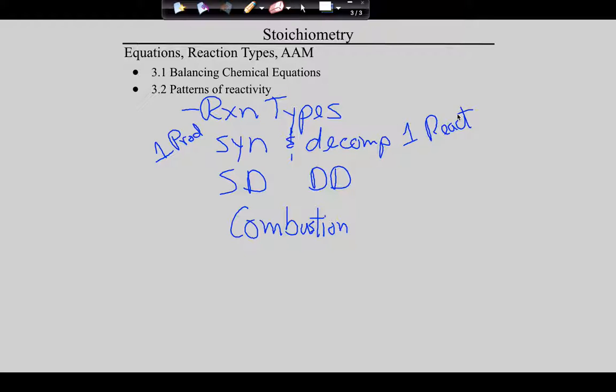Then guys, single and double displacement reactions, remember these are the tradings of partners. And you're balancing charges as you predict products. Now guys, do you remember combustion? What goes in? Hydrocarbons and oxygen, and what always comes out? Carbon dioxide and water. So guys, this one is going to be worth writing down because we need a change.